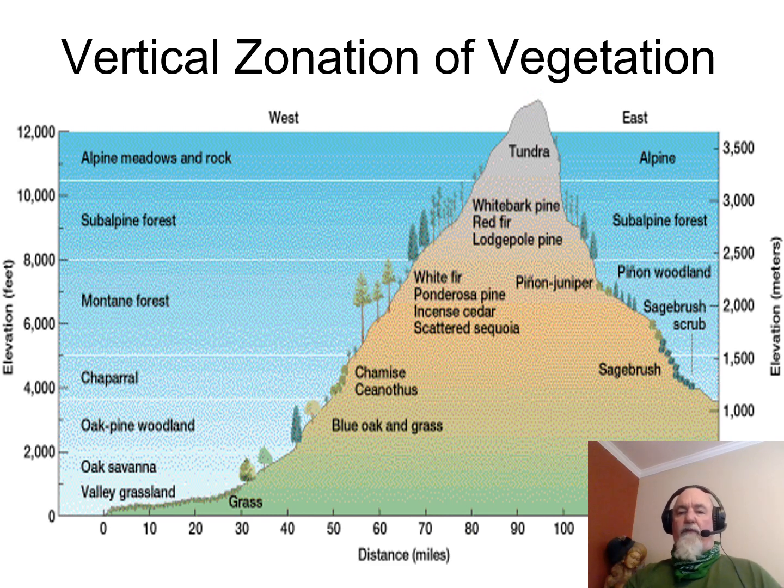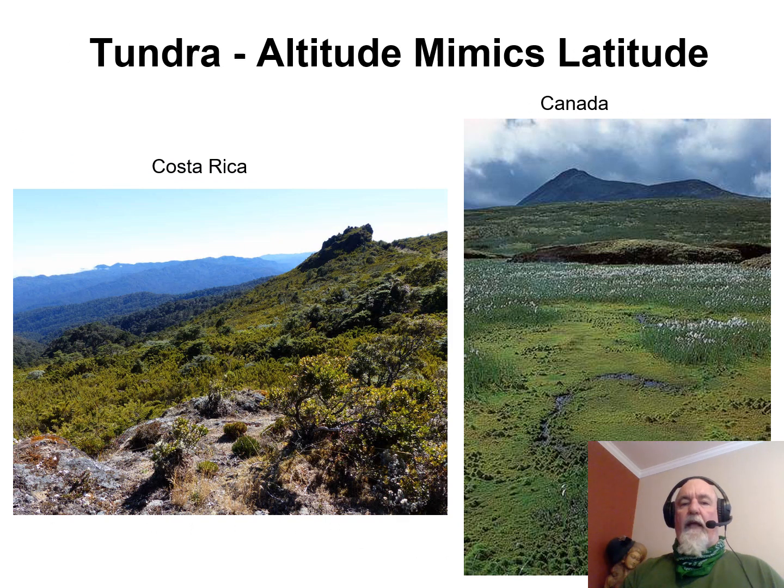So that's just like going from, in this case, a B to a C to a D to an E climate without changing your latitude. Instead, you're changing your altitude or elevation. And we refer to these different zones that are established with different elevation as zones of vertical vegetation. Again, Costa Rica, tundra, where in Canada we'd expect to see that tundra, those low growing plants. So this is just higher elevation in Costa Rica.